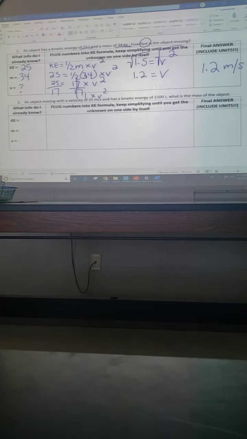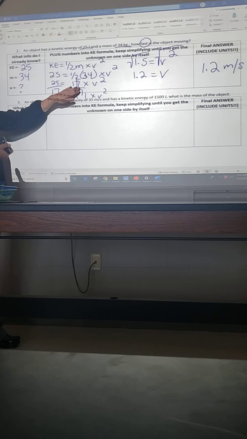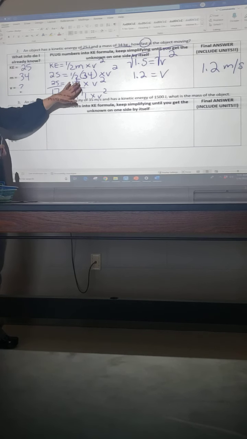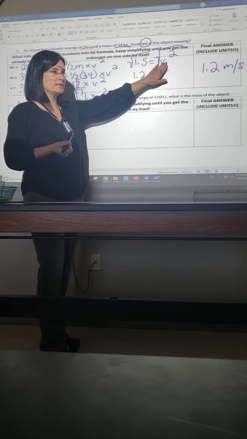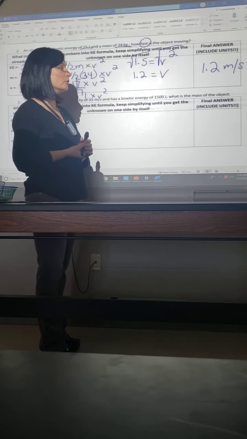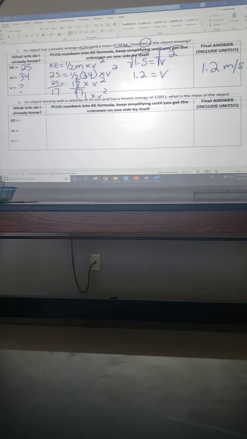So again, it's a few more steps, but you just have to take it step by step. Keep working your way down. Plug in what you know, keep simplifying. Then you think, okay, I need to get the variable I'm solving for by itself. So I divide both sides by 17. And then to get the v by itself, I have to get rid of the square. Inverse of square is square rooting. And so I end up with 1.2. Again, I get that it's more steps this way, doing this equation.